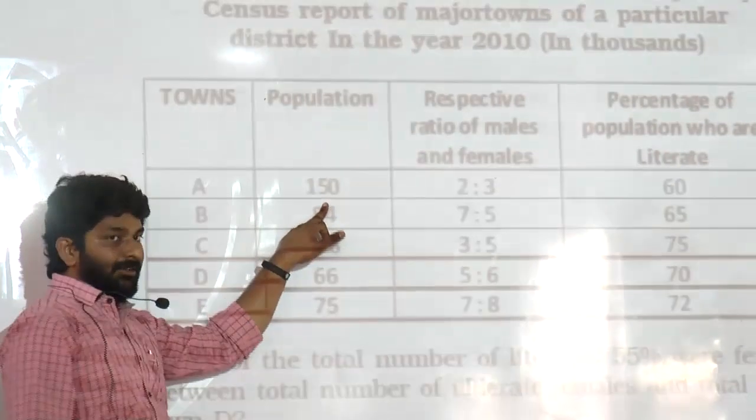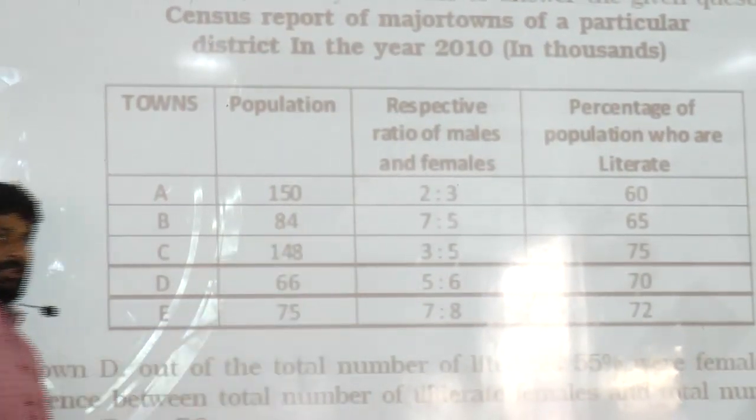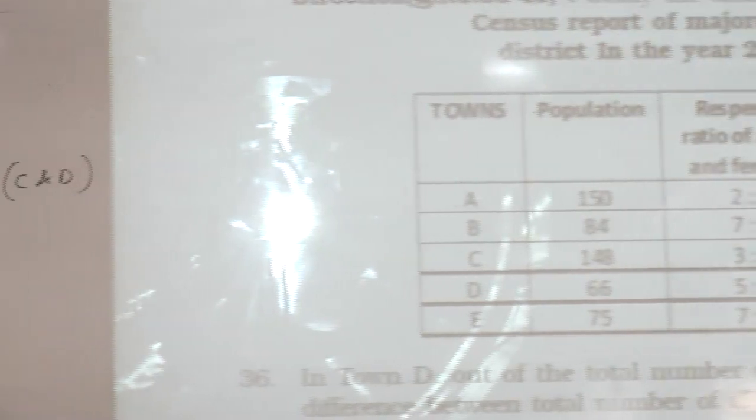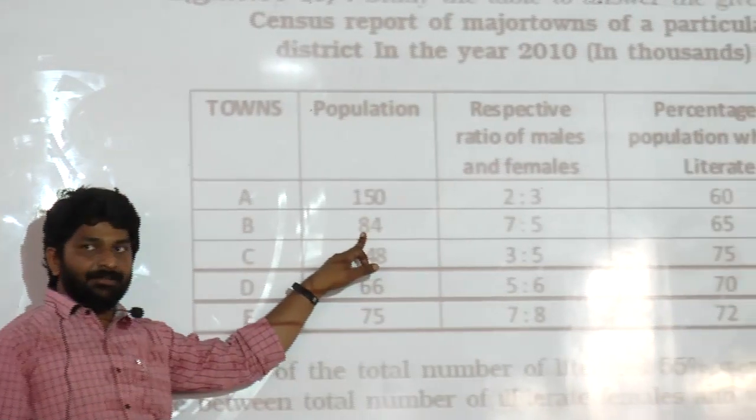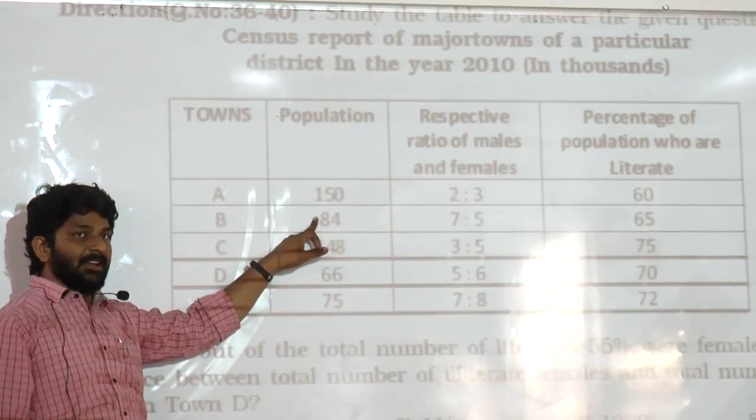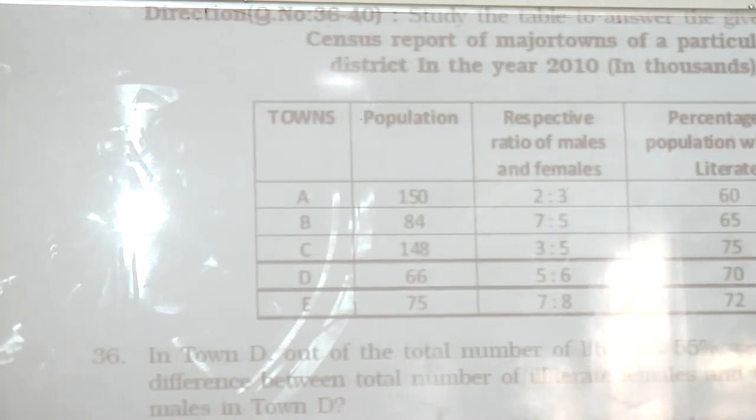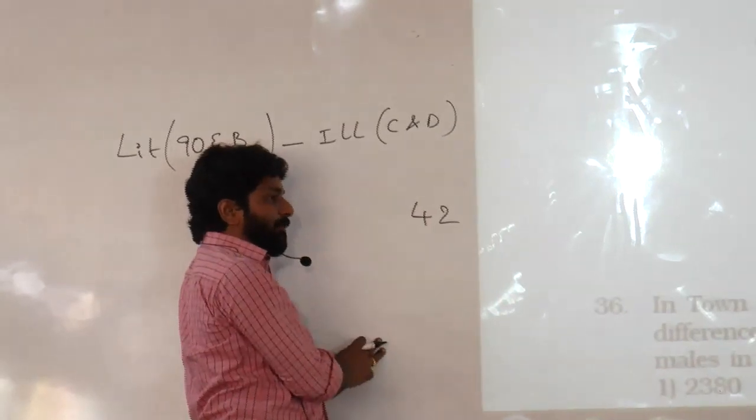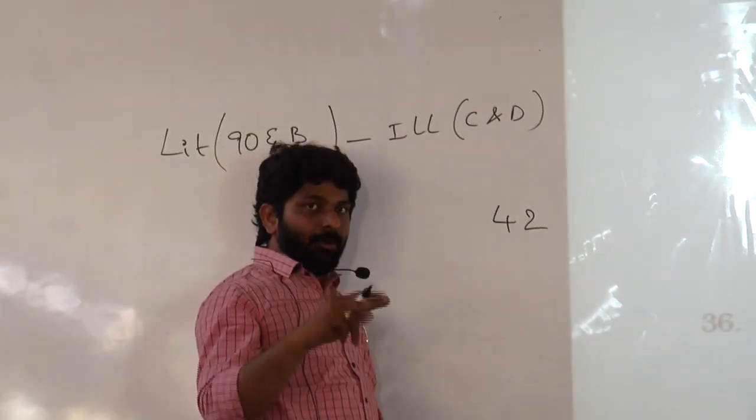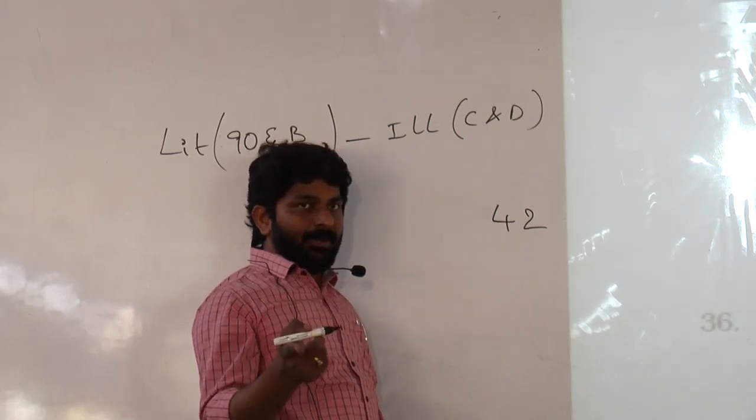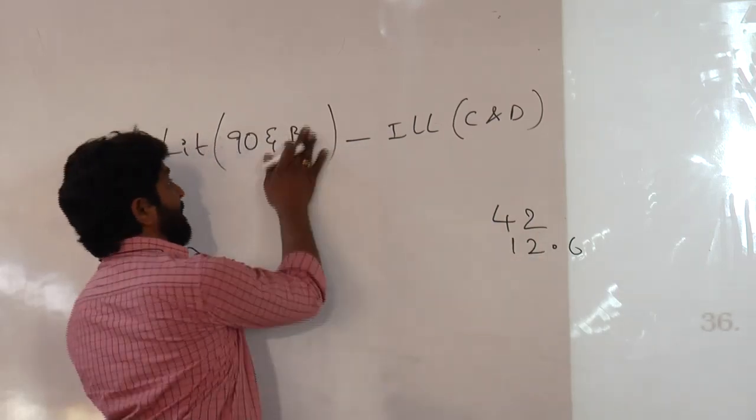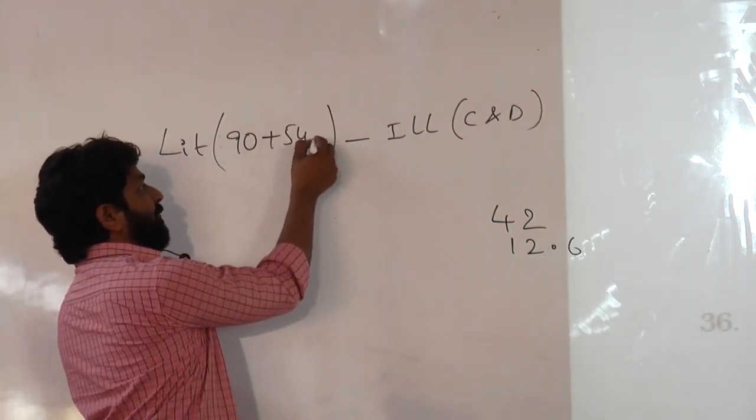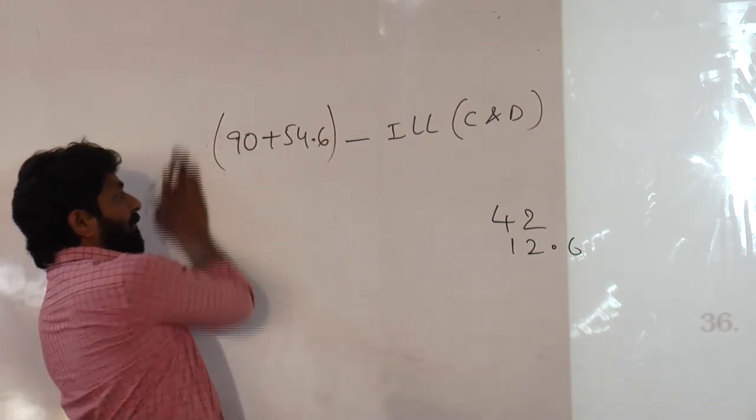Literates from A, what percentage is? 60%. 60% of 150 or 150% of 60, that is 90. From A it is 90, and from B it is 65% of 84. 65% of 84. Out of 84, 50% is 42, 10% is 8.4, 5% is 4.2, 8.4 plus 4.2, 12.6. Total it is 54.6. Literates from A and B.